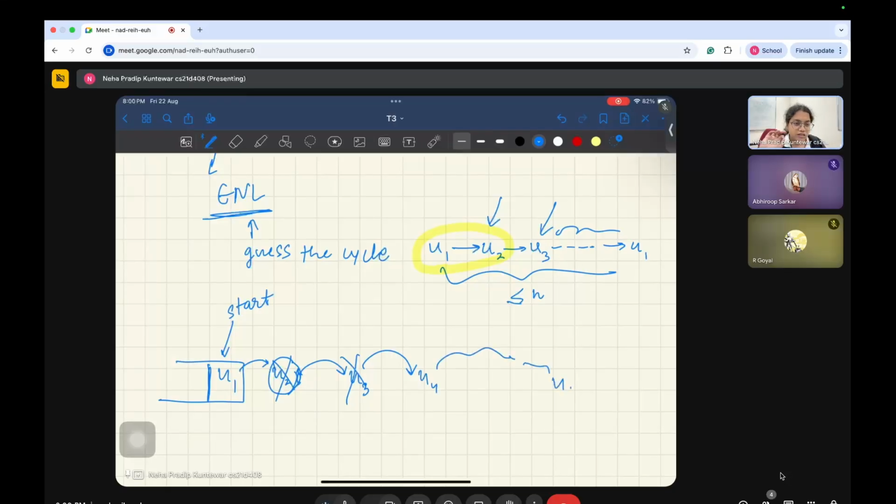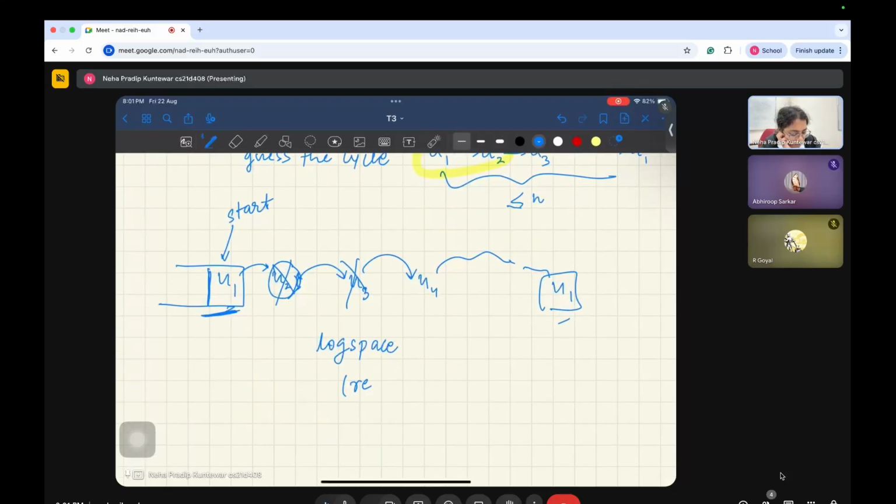At the end, when we hit u1, we are going to match whether this vertex was equal to the vertex that we started with. So basically we are just locally looking one step ahead rather than looking at the entire thing. Because of the fact that we can reuse the space, I could erase this and write the new information again and again. Because of this, it's possible to check this cycle in log space. So this whole thing can be done in log space because we are reusing the space.